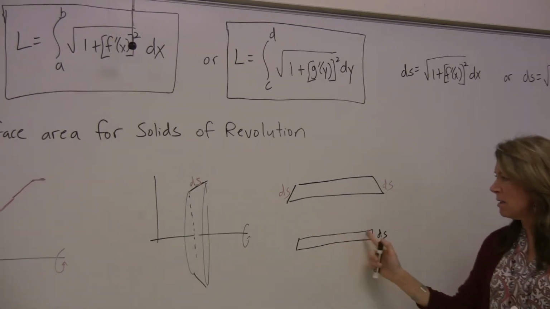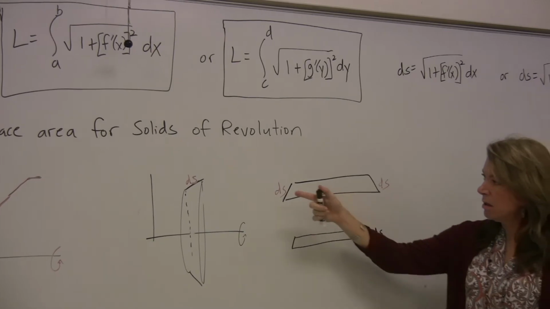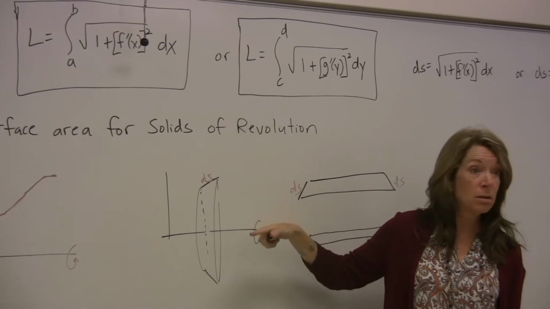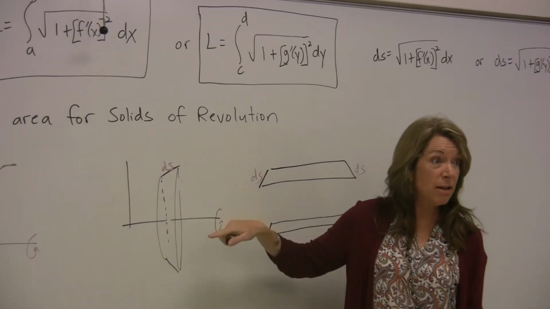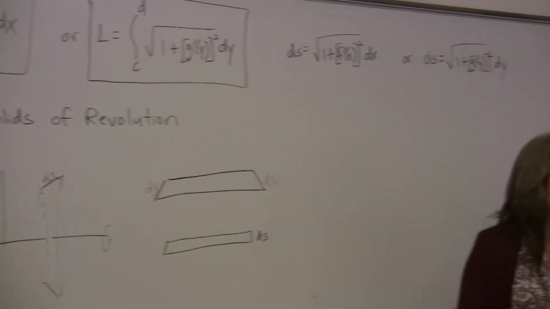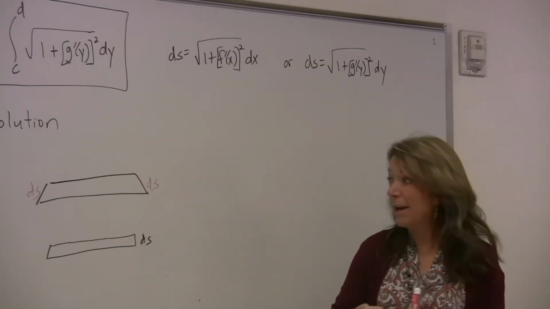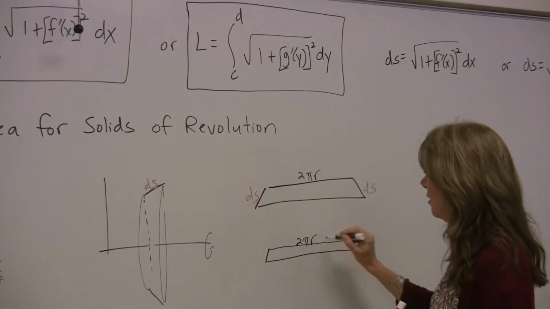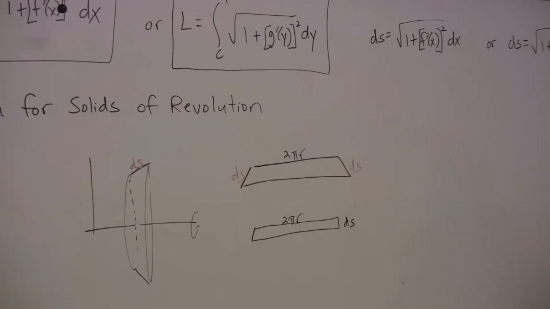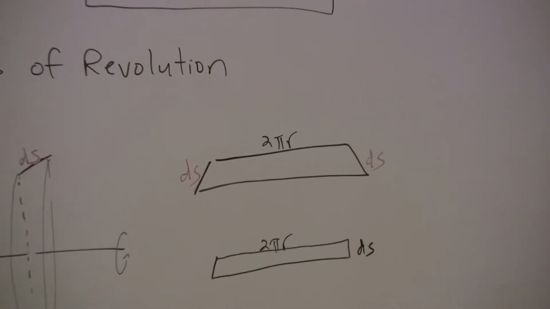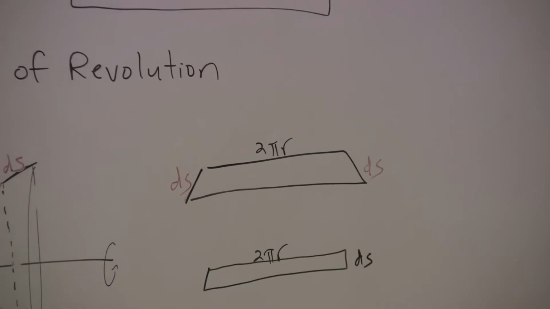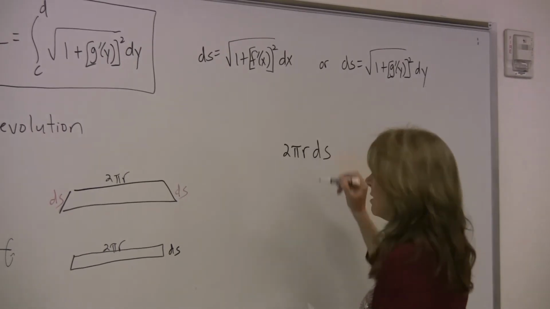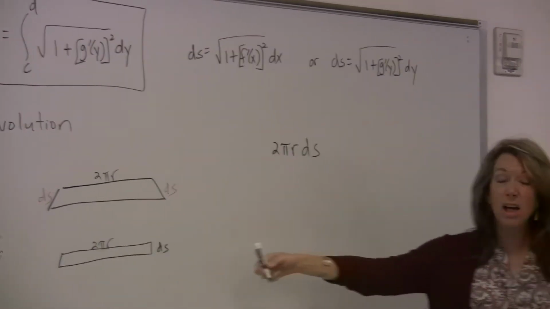Well, how long this is, just remember I unrolled this piece right here. It's the distance around this circle. Agreed? Distance around the circle is how long this piece is. What's the distance around the circle? 2 pi r. So what's the area of that piece if it's pretty close to rectangular? 2 pi r times ds. 2 pi r times ds is the area of just this little strip.